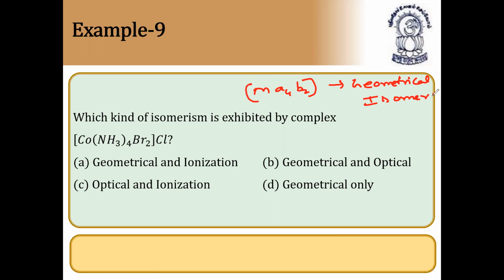And moreover, it is exhibiting ionization because chlorine can come inside and bromine can go outside. So this can form ionization isomerism because it can give chloride ion as well as bromide ion. So I think this should be option A. Optical isomerism there is no chance, because for producing optical isomerism it should have at least one bidentate ligand. So this option is given wrong somewhere. This is option A, so please note down option A.